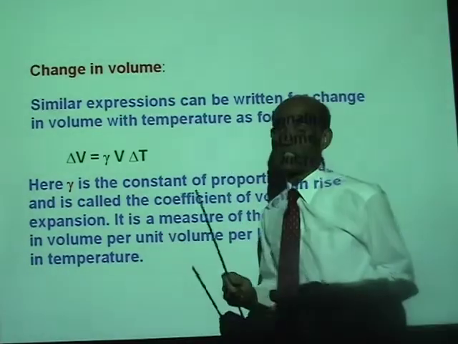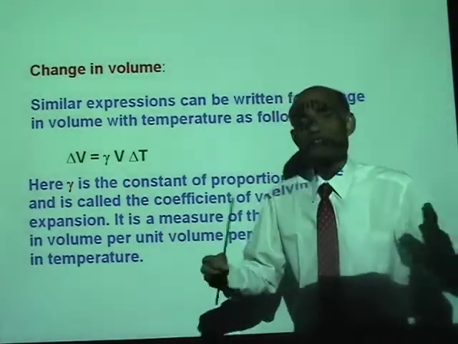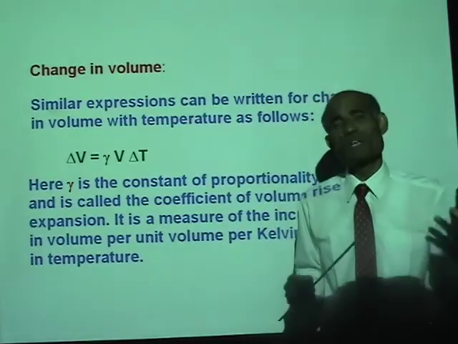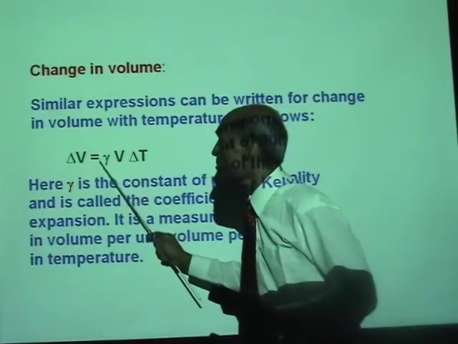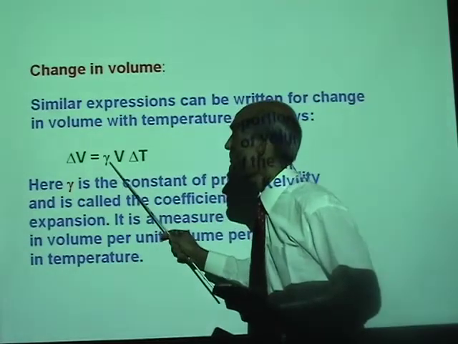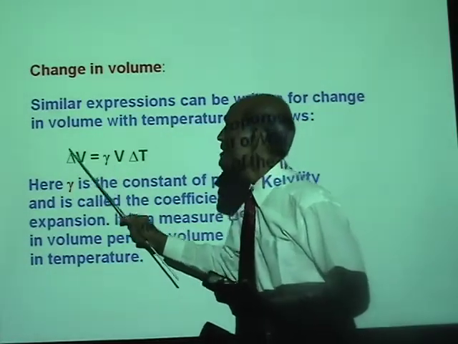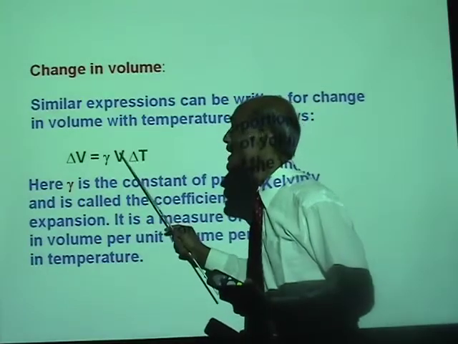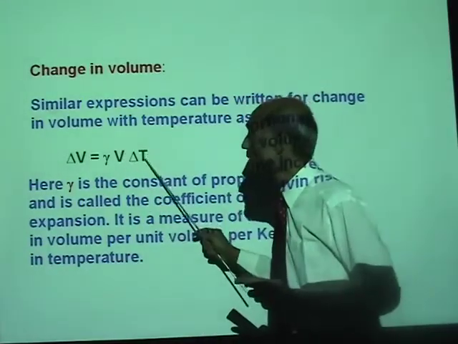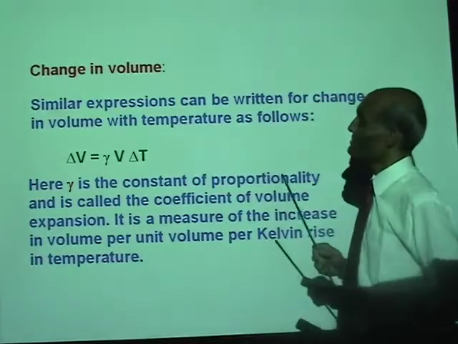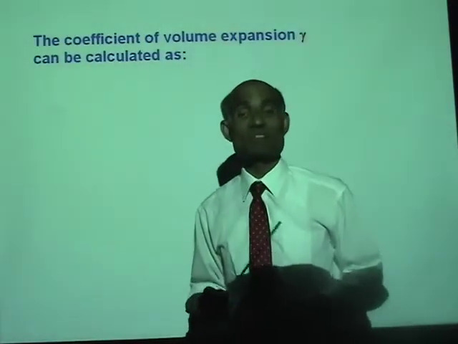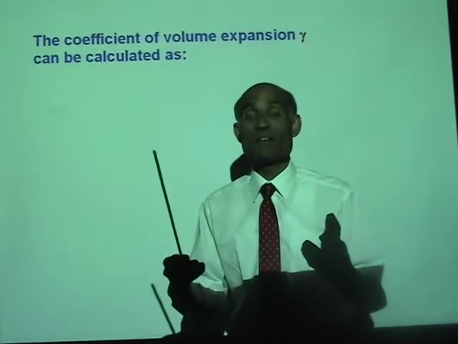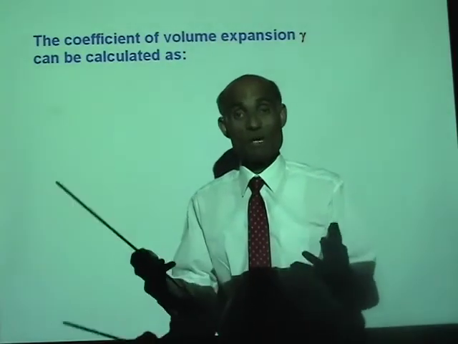If I ask you what is the definition of the coefficient of cubical expansion, what is it? The coefficient of cubical expansion gamma is a measure of the increase in volume per unit volume per Kelvin rise in temperature. And what is the unit in which gamma is measured? It is measured in the same unit, per Kelvin.